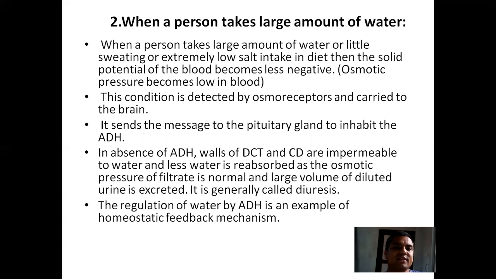When a person takes a large amount of water or has little sweating or extremely low salt intake in diet, then the solute potential of the blood becomes less negative. This condition is detected by the osmoreceptor and carried to the brain. It sends the message to the pituitary gland to inhibit the ADH. In absence of ADH, the walls of the DCT and CD are impermeable to water and less water is reabsorbed as the osmotic pressure of filtrate is normal, and a large volume of diluted urine is excreted. It is generally called diuresis.